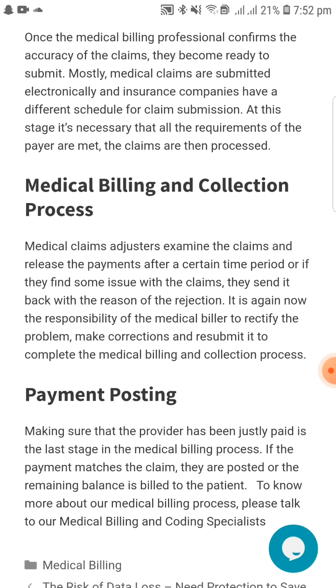Medical billing and collection process. Medical claims adjusters examine the claims and release the payments after a certain time period, or if they find some issue with the claims, they send them back with the reason for the rejection. It is again the responsibility of the medical biller to rectify the problem, make corrections, and resubmit it to complete the medical billing and collection process.